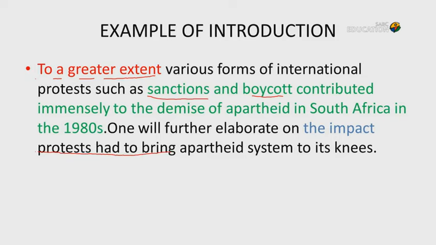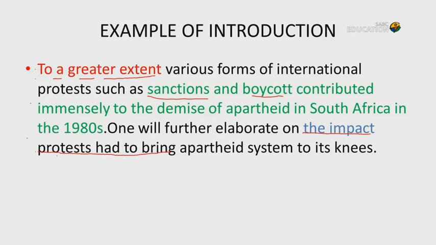Now, take a look at this introduction. 1, I have taken the step of a stance. 2, I'm addressing the question. Remember, you need to respond to the question that has been asked: various forms of protest. Then I give evidence. What are those protests? Sanctions, boycotts, and so forth, as part of the introduction. Then I also explained how the essay is going to address this. The essay is going to be looking at the impact of the protest towards the demise of apartheid. Now, when you look at this introduction, you can see that 1, I have taken a stance. 2, I have indicated why I have taken that stance by giving evidence.